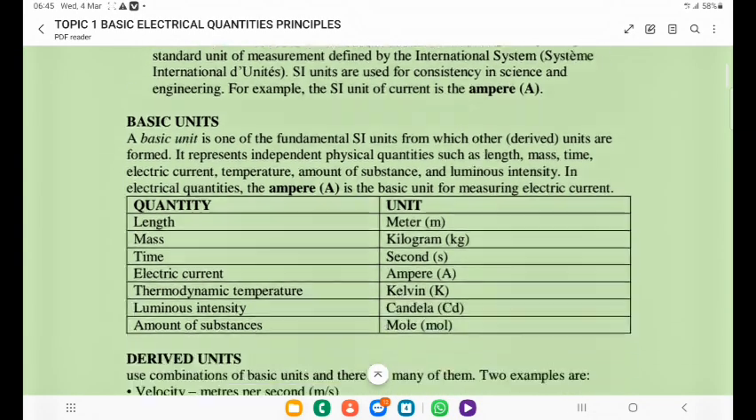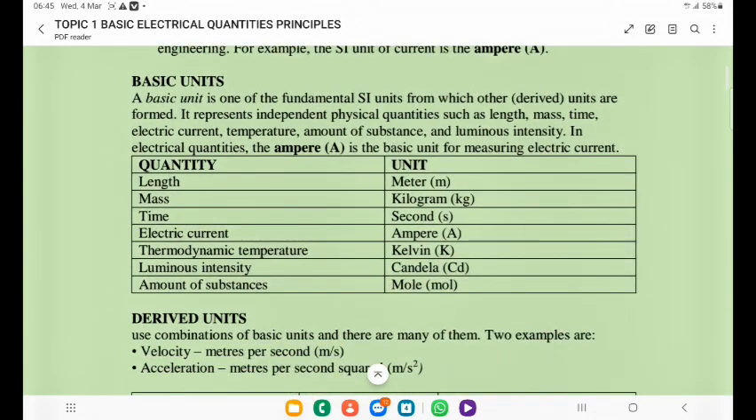The next aspect we move to is the basic units. A basic unit we always define as a fundamental unit because it stands on its own. You cannot do any further derivations on it, so it represents an independent physical quantity. Examples of those basic units are length, mass, time, electric current, and so on.